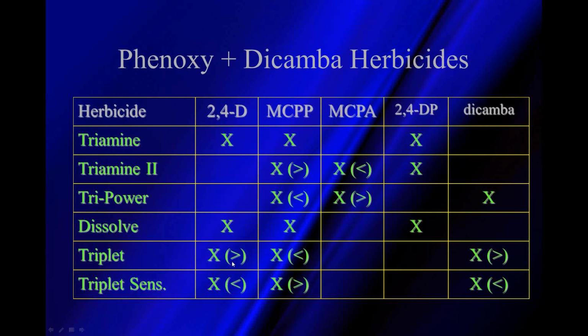And what we're talking about here is, for example, if we compare this triplet with triplet, whatever that is, I can't even remember. But this one has more 2,4-D in it, and this one less 2,4-D. This one has less MCPP, but this one has more MCPP, and the same thing here for Dicamba, even though they have the same products, they have more or less of them depending on which product you're talking about. Same goes for Triamine and Tripower up here.